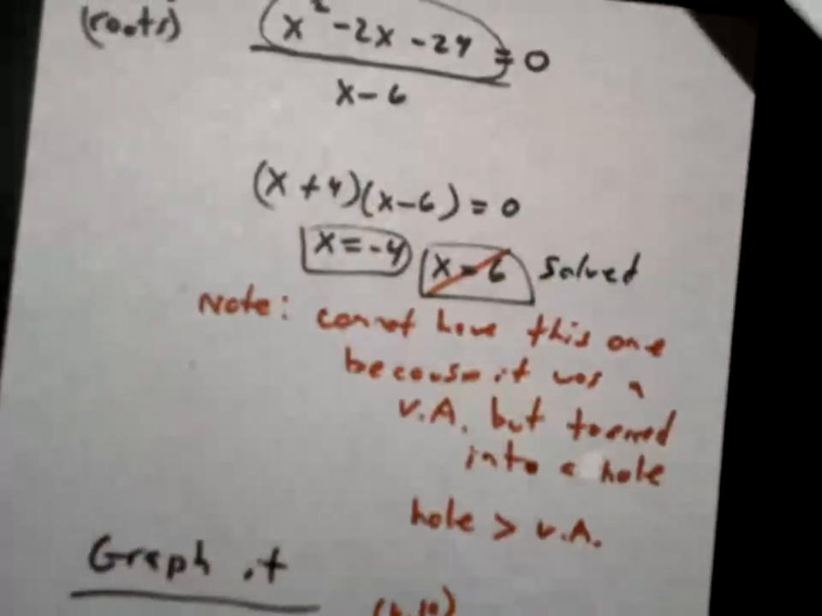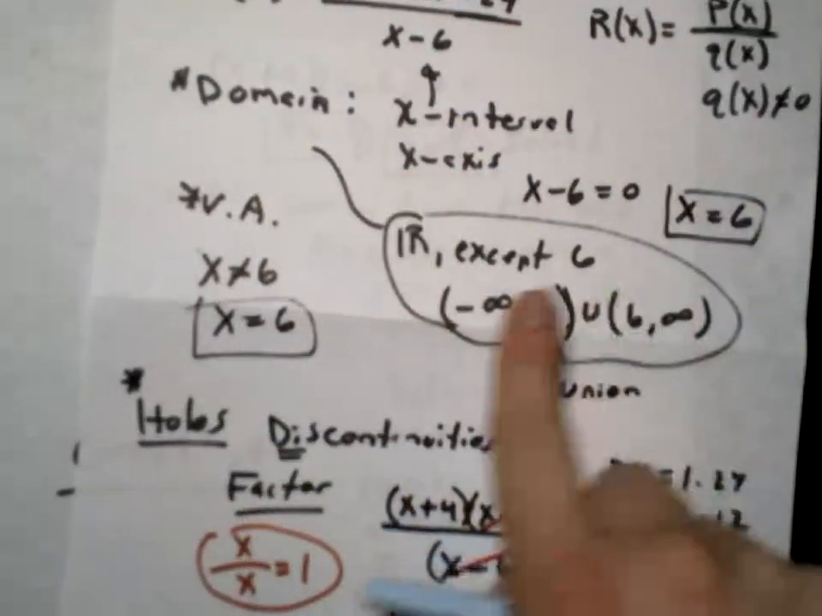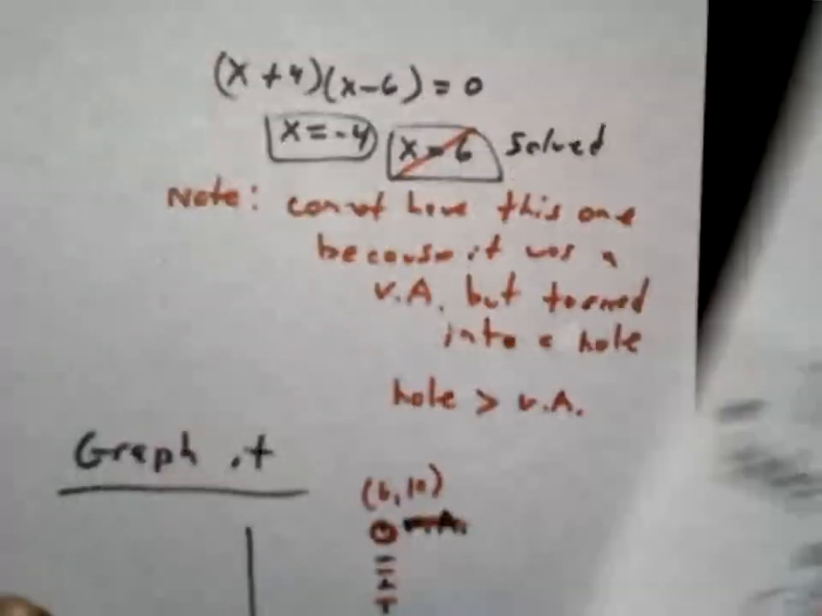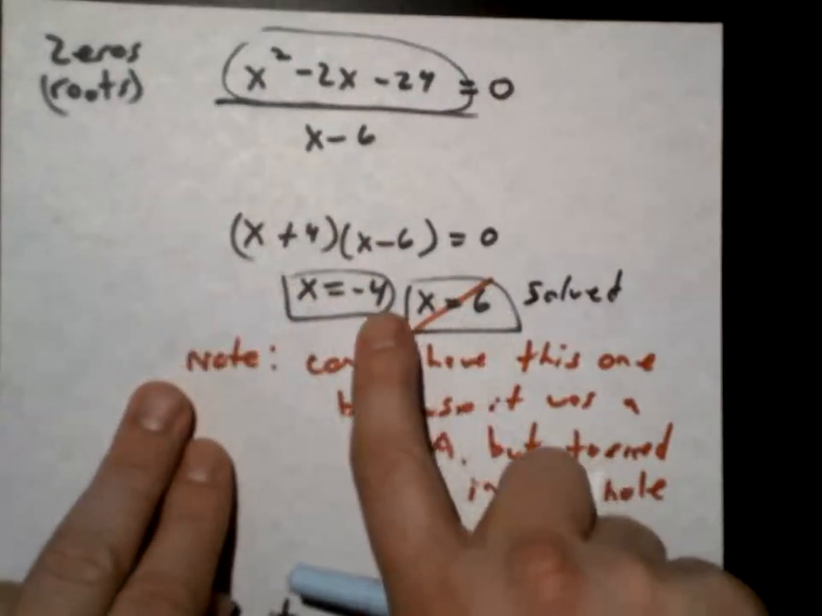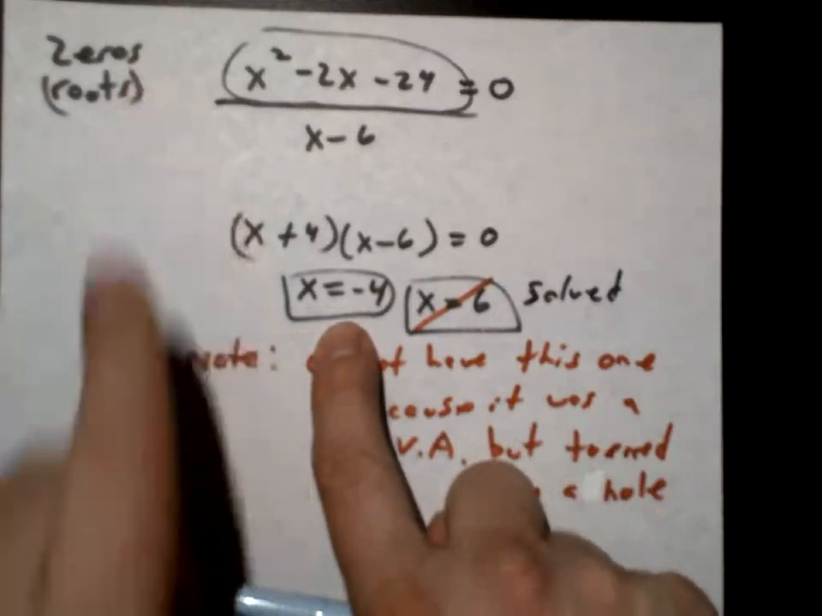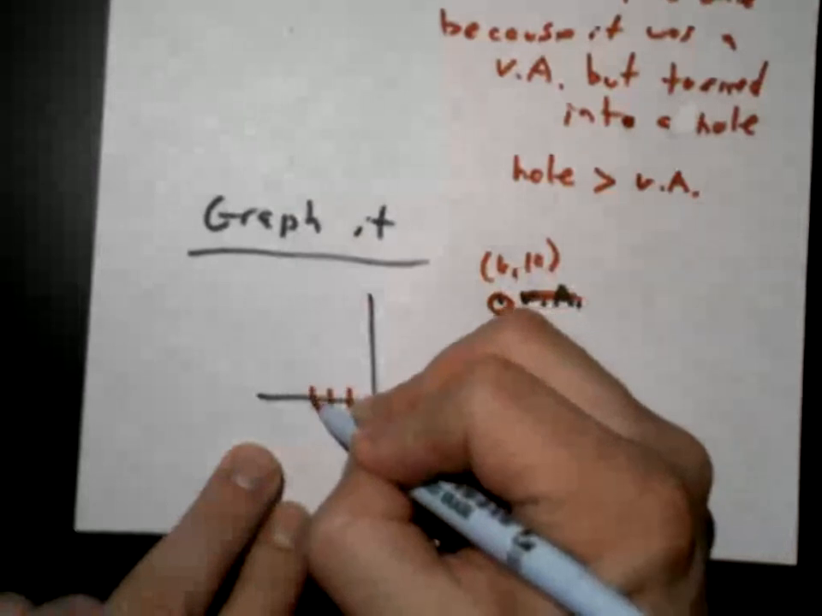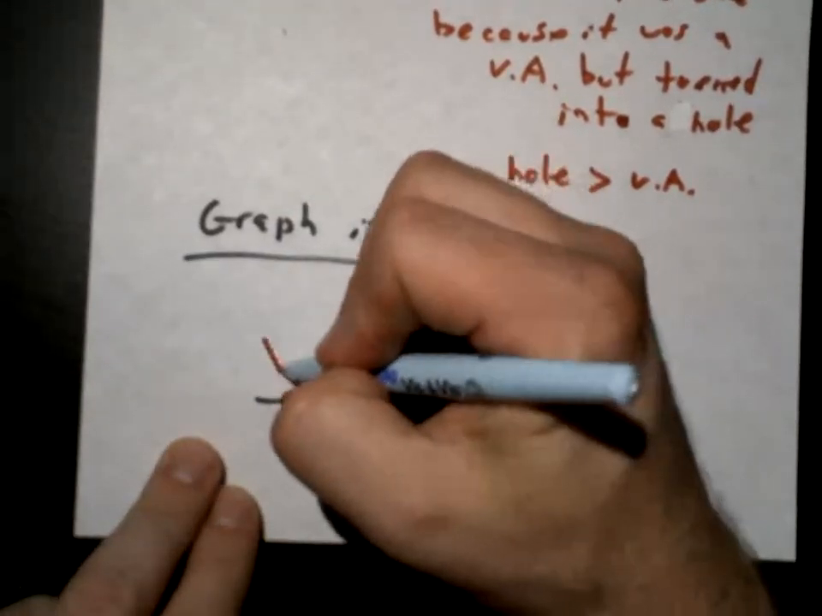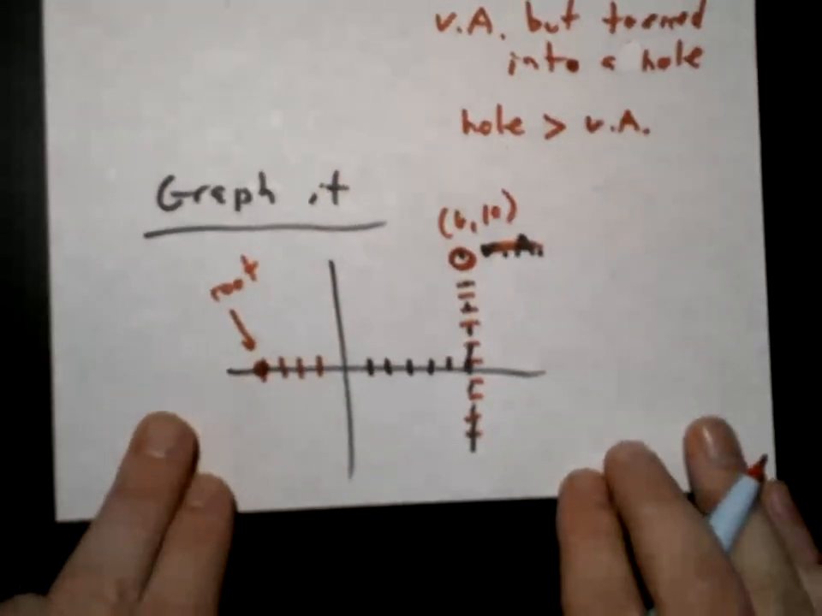But what else did we find? Well, we found our domain, which is everything but 6, but there's a hole there. And also we found a zero. So one of our zeros got canceled, but look at this. See that guy right there? That is a zero. So at 1, 2, 3, 4, there's a hole there. I mean, not a hole, but a root. There's a root right there.